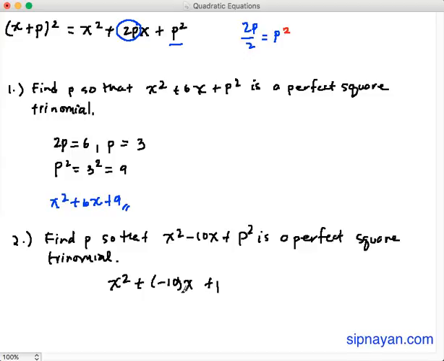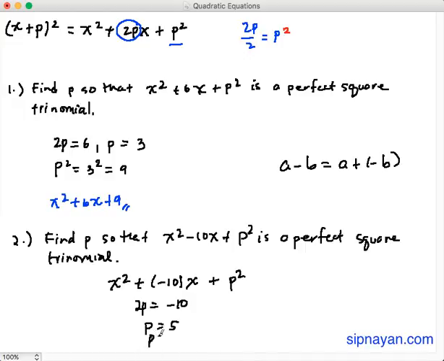Kasi, when you subtract something, it's the same as adding the negative of that something. Ibig sabihin, a minus p is the same as a plus negative p. Palagi nating sinasabi yan. So, ang minus 10 is the same as plus negative 10. Ibig sabihin, 2p equals negative 10 and p is equal to 5. And then p squared is equal to 25. So, ang perfect square trinomial natin ay x squared minus 10x plus 25.